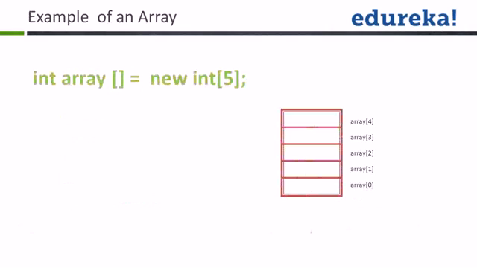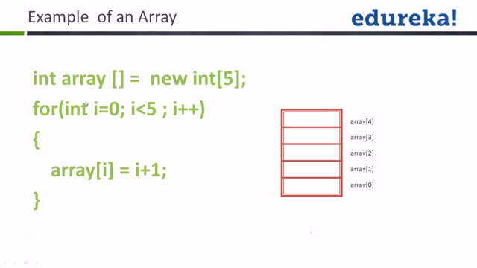Okay then. Now after that I write a for loop to put the values into the array. So in the first iteration it will put a value 1 at index 0, then 2 at index 1, 3 at index 2, 4 at index 3 and finally 5 at index 4, and your array is filled up now. Okay.